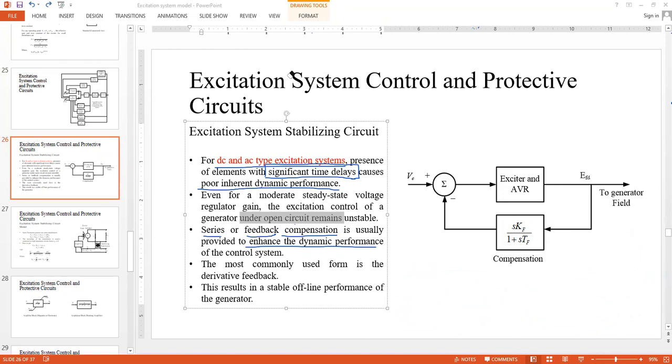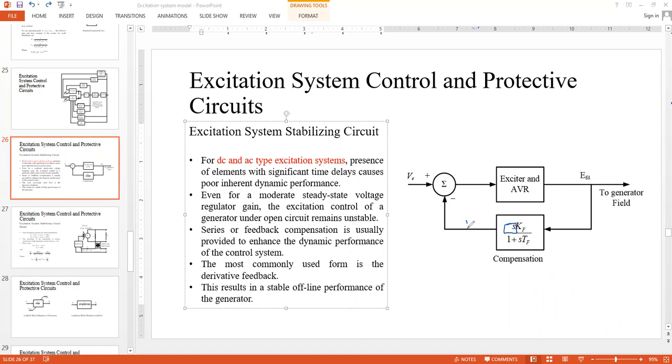But among these two options, the series option and the feedback option, the one that we are going to choose is the more popular one, and that is the feedback one. And this is known as the rate feedback or derivative feedback. Why is it known as the rate feedback or derivative feedback? Because of the presence of this differentiator block. You can see the S term here.